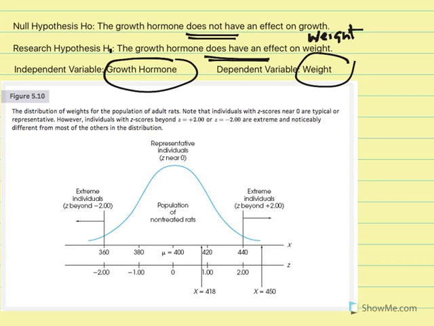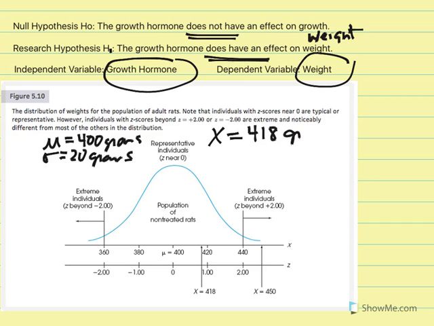So again, here's that same graph illustrating the mean in the center. The mean of the adult rats is 400 grams, and we had a standard deviation equal to 20 grams. And we indicated that we took one rat at birth and administered this growth hormone, and when it reached adulthood, it weighed 418 grams. So we're going to use this value to determine if this is noticeably different, meaning was the independent variable, the growth hormone, effective in significantly increasing weight.